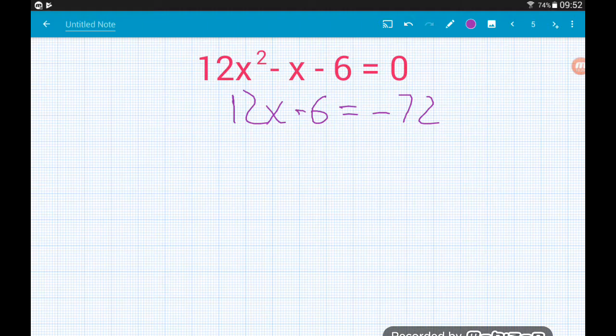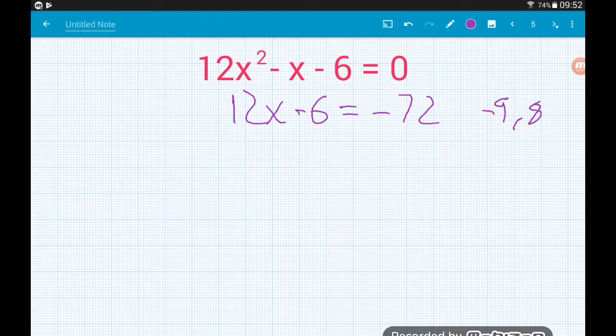Let's think about it. What two numbers multiply to 72 with a difference of 1? Oh, we got 9 times 8. 9 times 8 is 72. To get that minus 1, we would then need to have a minus 9 and a positive 8. Minus 9 times 8 is minus 72. Minus 9 add 8 is minus 1.